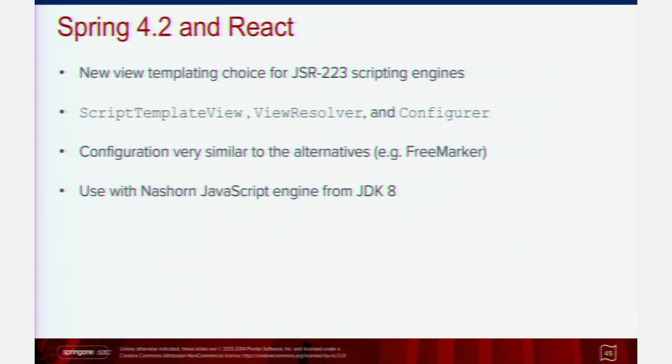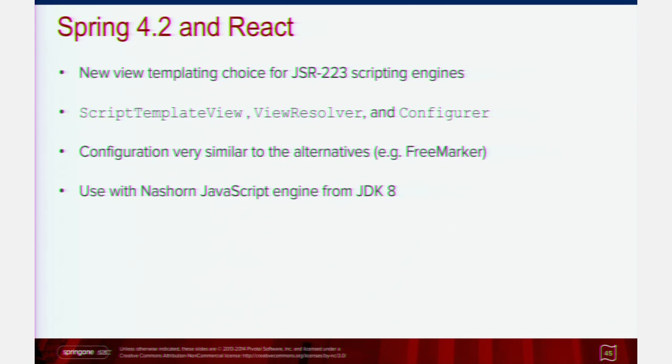What we've done for Spring 4.2 is that, first of all, we've added support for JSR 223 scripting engines. So that's any scripting engine on the JVM, including JavaScript, Jython, and others, Groovy. Basically, you can now plug that into a new view technology choice, and that's the ScriptTemplateView and related classes like the ScriptTemplateViewResolver and ScriptTemplateConfigurer. It's very similar to using something like FreeMarker or the Groovy markup that we added in 4.1, as well as Thymeleaf, except in terms of configuration it's rather different.